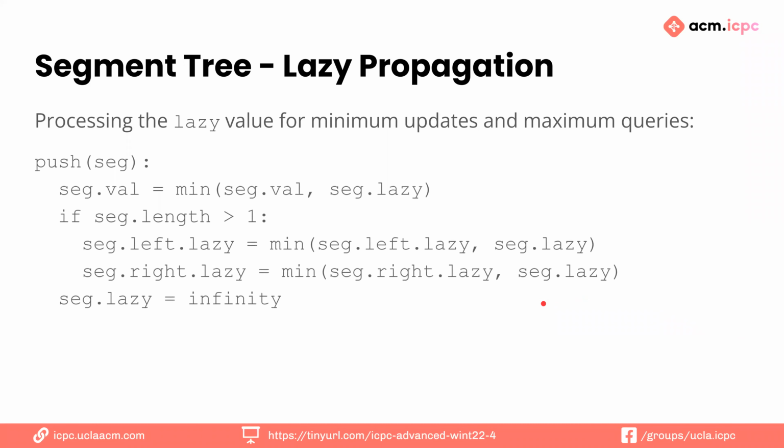So if you want to update the value, you take the minimum of whatever max it was with the lazy value. And then to push it down, you still do minimum because lazy values accumulate like that. Make sure when you reset it, you set it to the identity of the operation. In the case of minimum, it's infinity.